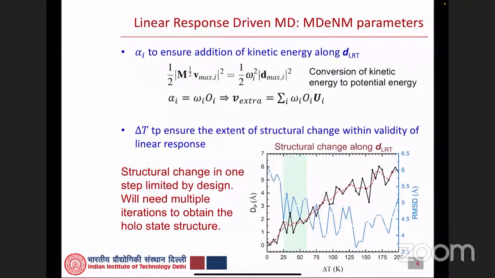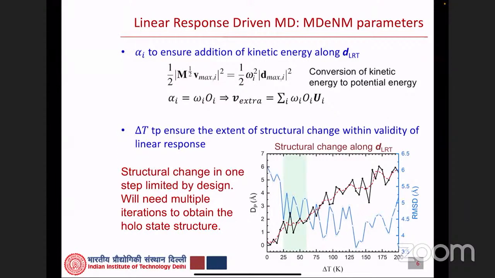We show this in our paper, which is under review. I'm not showing those graphs, but it was clearly shown that with this choice, you get very nice overlap with the response direction, which is the direction predicted by linear response theory.